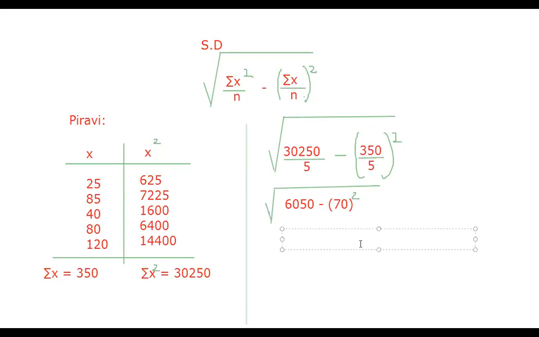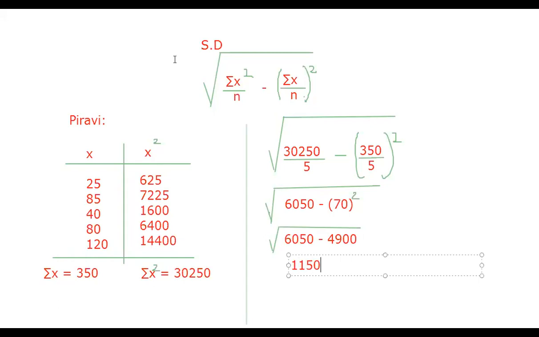Let us simplify this. 6,050, we can keep as it is. Then 70 into 70, that is 7 into 7, 49, so 4,900. We need to continue with our square root. Then now we are going to remove our square root. We are almost done. So 6,050 minus 4,900 is 1,150.